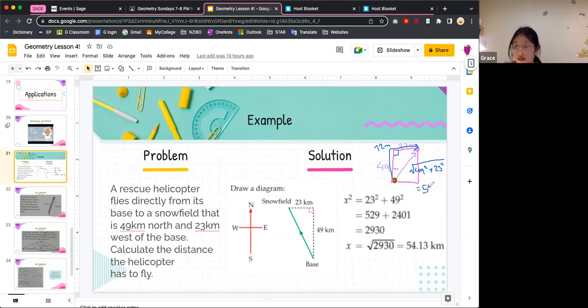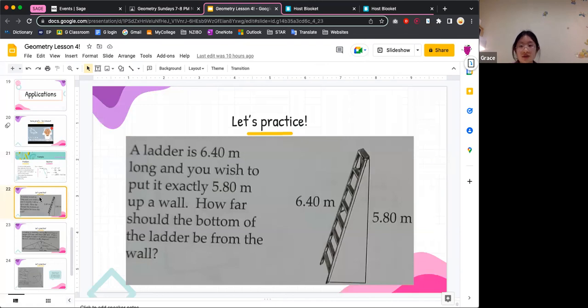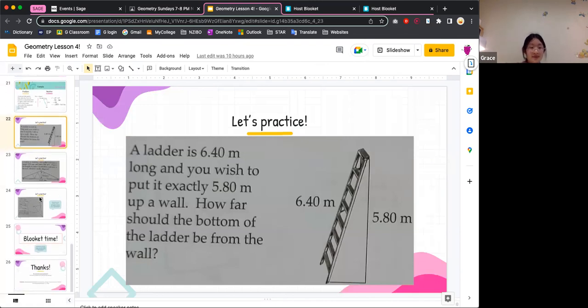And look, you just saved yourself quite a bit of walking compared to 72 meters if you went like that. So yeah, that's how you can use it in real life. In this question as well, they have a rescue helicopter and it wants to fly directly in a straight line to a snowfield. And we could use that to figure out how long it needs to fly. All right. And here's a few practice questions for you guys. We'll just do maybe 3 of these questions, then we can do some blockets.